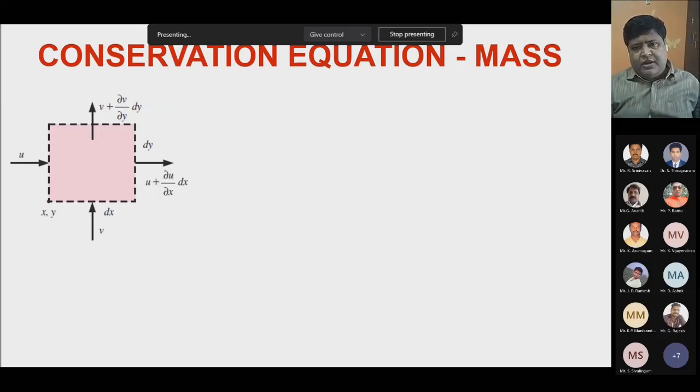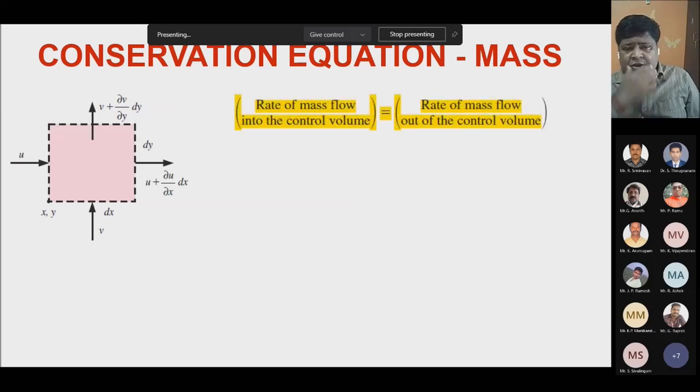So we are going to derive the conservation equation of mass, and conservation of momentum and energy. These three equations are very important here. We know from continuity that the rate of mass flow into the control volume is equal to the rate of mass flow out of the control volume. Whatever is entering is leaving.